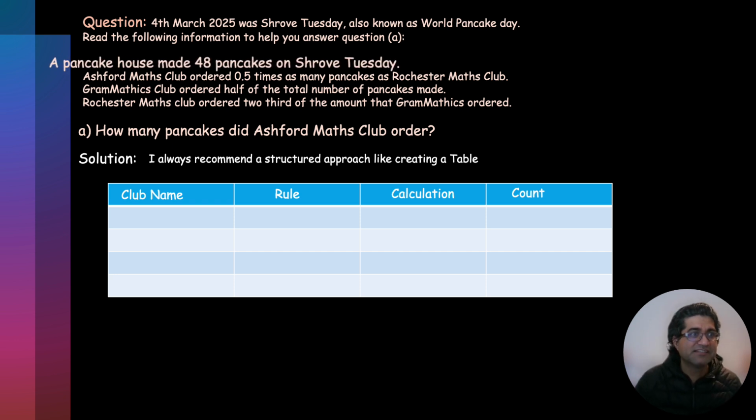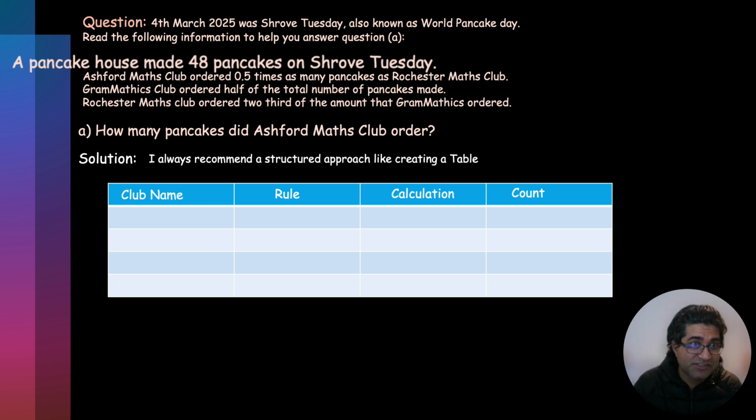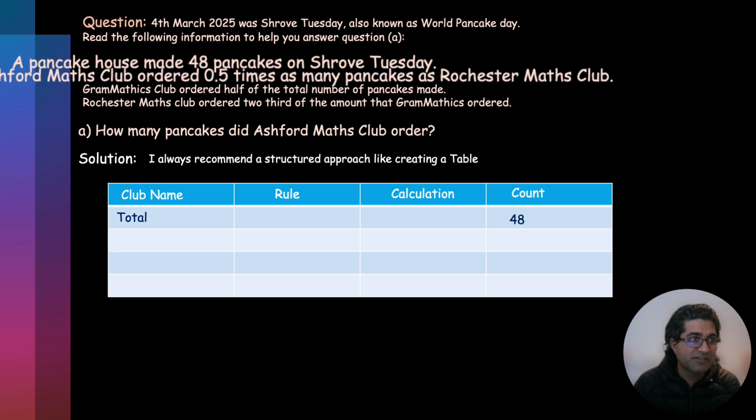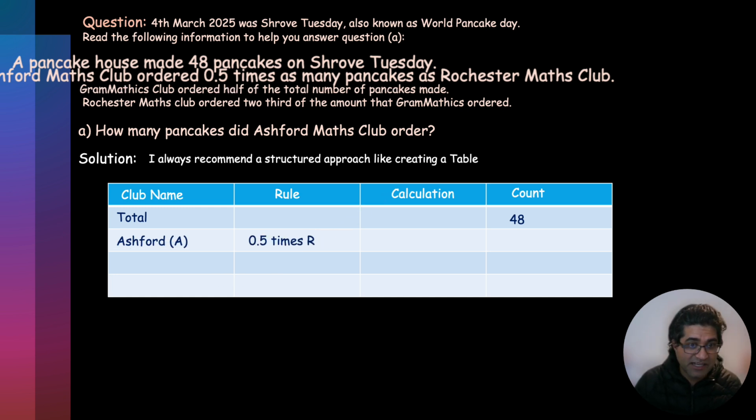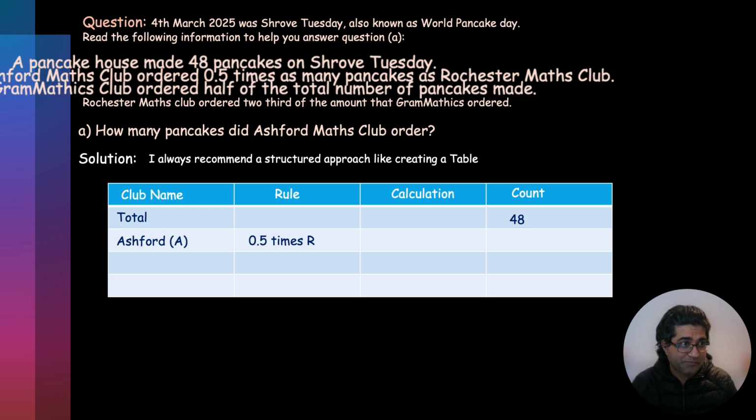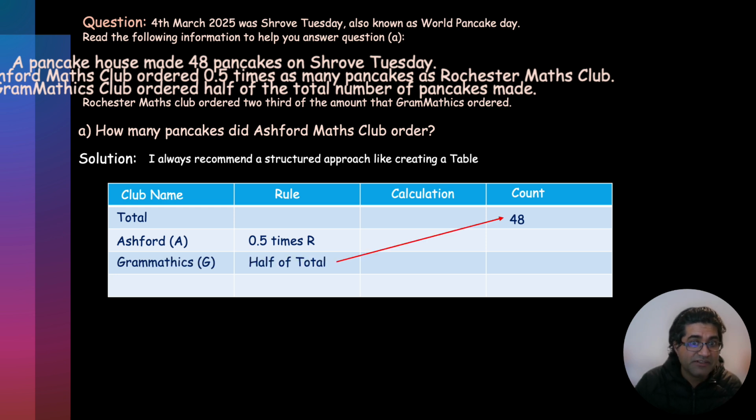So the first statement says a pancake house made 48 pancakes on Shrove Tuesday, which means we can insert the total, and that total is 48. The next statement says Ashford Maths Club ordered 0.5 times as many pancakes as Rochester Maths Club. So we will put an entry for Ashford Maths Club, and in the rule we can say 0.5 times R. Now we don't know R, so next statement, Grammatics Club ordered half of the total number of pancakes made. So we put an entry for Grammatics Club, we say half of the total, and we know the total is 48. So we can calculate 48 divided by 2, which is 24.